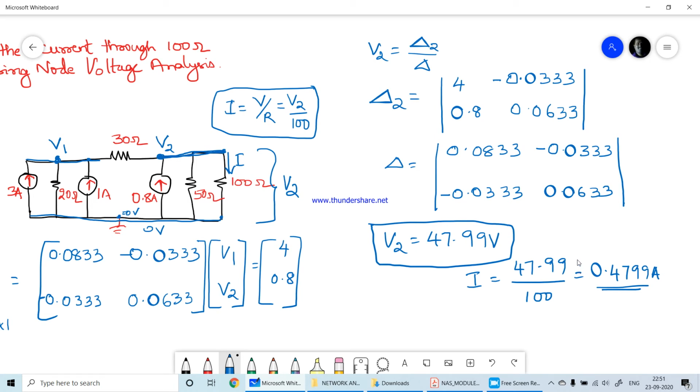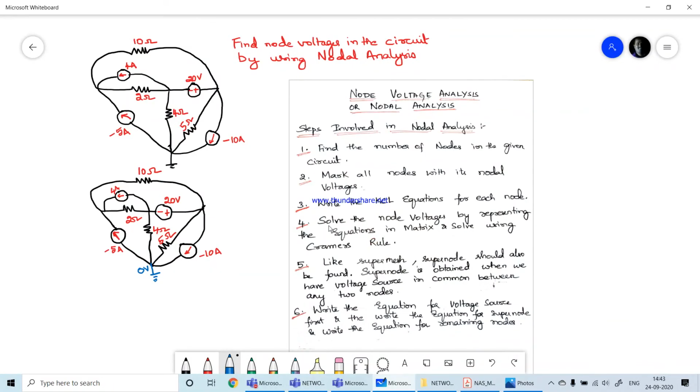I hope you are clear with this problem, and this is the solution. In this problem we need to find the node voltage in the circuit using nodal analysis. Therefore, the first job is to find the number of nodes in the given circuit, and that is what we are going to do now.